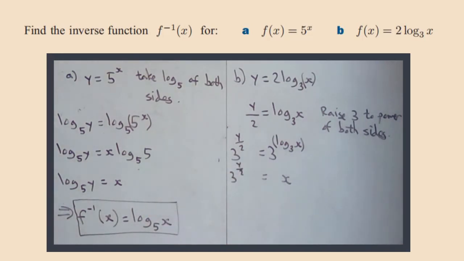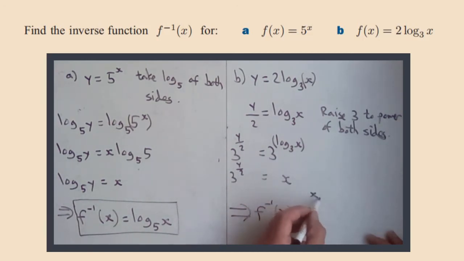So now you're thinking about changing your variables. You might say, well, y equals 3 to the power x over 2. But if it was me, I would just say this shows me that the inverse, f inverse of x, equals 3 to the power of x over 2.